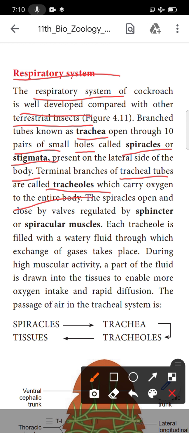So the spiracles open and close by valves regulated by the sphincter or spiracular muscles.